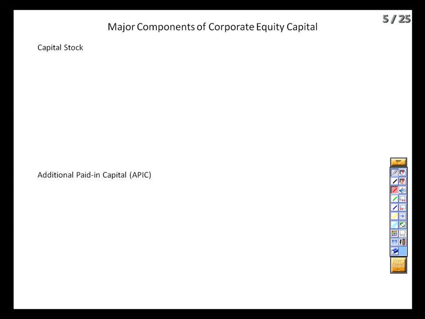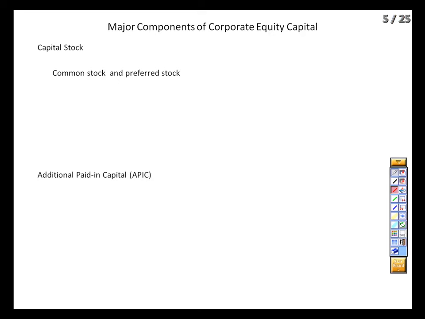Looking at the corporate balance sheet, let's talk about what we're going to see there. First, we've got our capital stock, which is a broad term that encompasses all our stock issuances. This includes both common shares and preferred shares, and there can be multiple classes of each. We'll talk a bit more about preferred stock in a couple minutes.